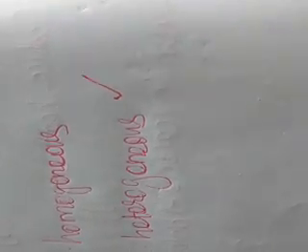Then what is surroundings? Surroundings means everything in the universe that is not part of the system. So everything except the system in the universe is known as surroundings. Then what is a boundary? The boundary, which separates the system from the surroundings, is called the boundary.